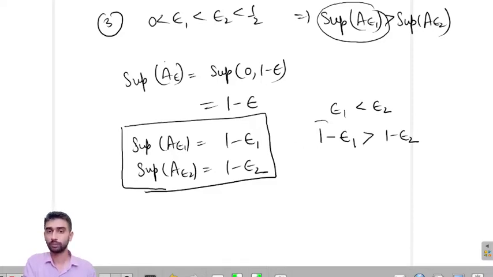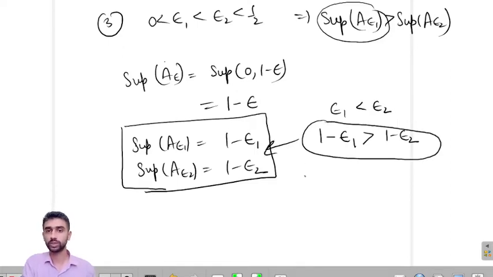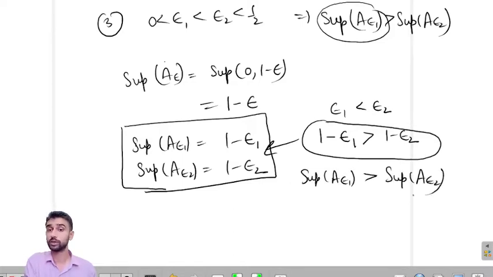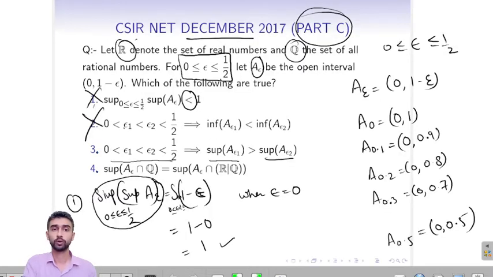So now by this inequality, what can you conclude about this? I can conclude that supremum of A epsilon 1 will be greater than supremum of A epsilon 2. Hence, which the option 3 is saying. So hence, option 3 is correct. Now it is a part C question, so there more than one option can be correct. So we will check it further.